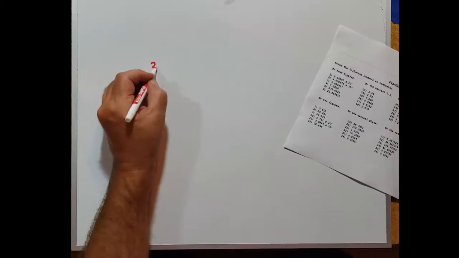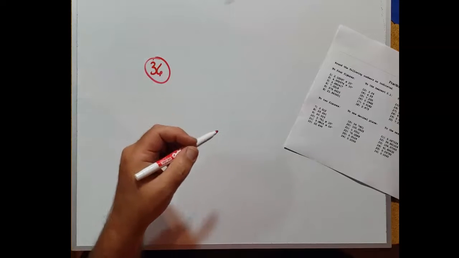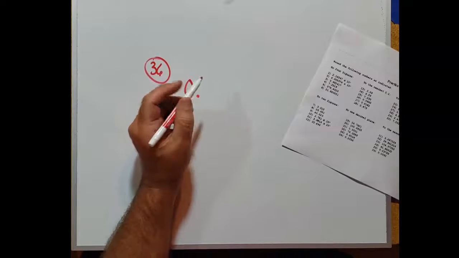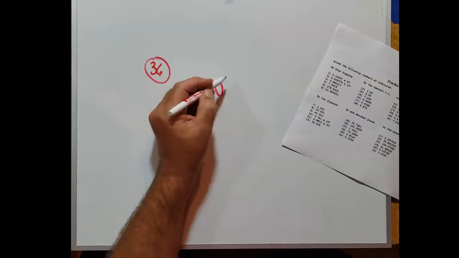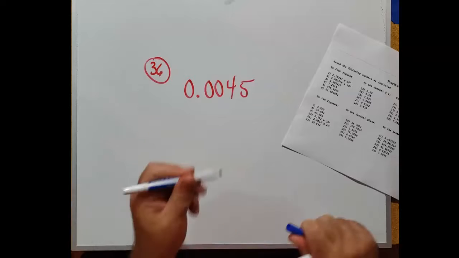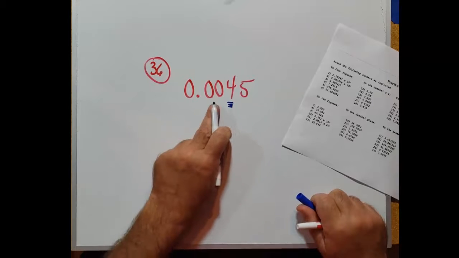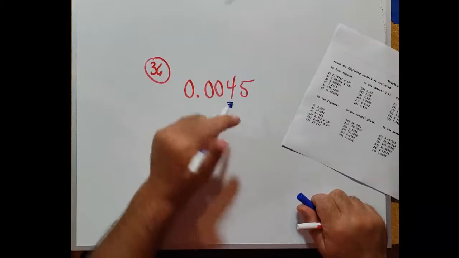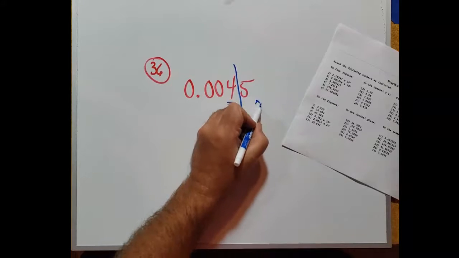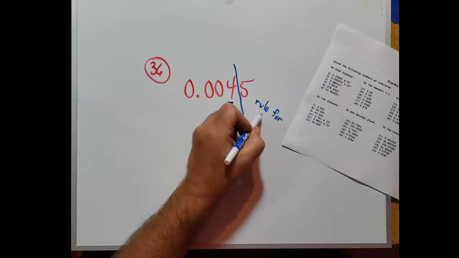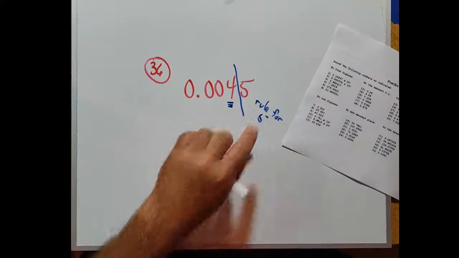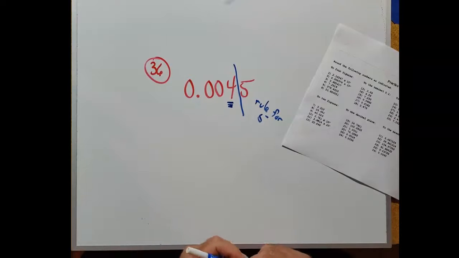Let's try number 36. Same rounding request, and that is to the thousandths place, to the 0.001 place. 0.0045. The thousandths place is the third position after the decimal: tenths, hundredths, thousandths. Anyway, we want to get rid of the 5. So that means we're going to be using the rule for 5. If the first digit we're getting rid of, in this case the only digit we're getting rid of, is a 5, then we have to use the rule for 5.